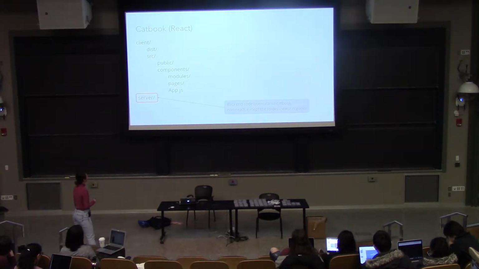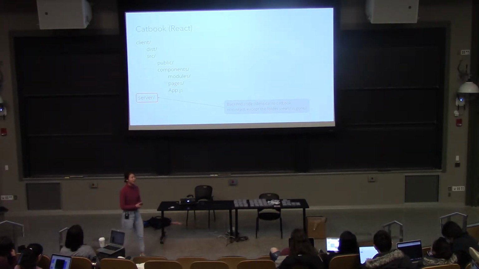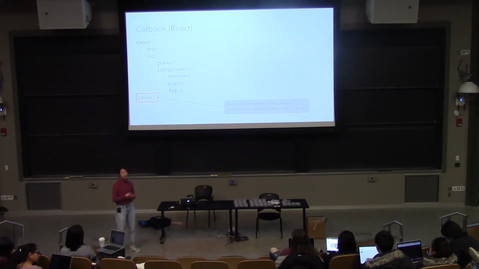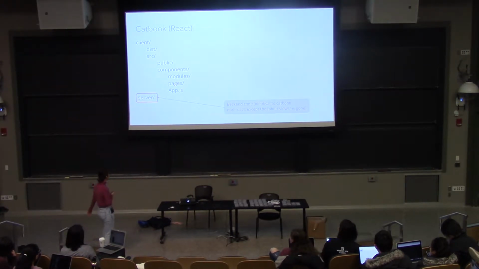So, the Catbook React version, you'll notice you have a client and a server folder. The server folder looks really identical to the non-React version you have. This just has all your backend code. Except you notice that you don't have this views folder anymore, and that's because React allows us to do front-end routing. So we don't really need this junk.